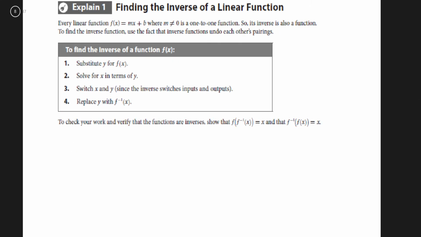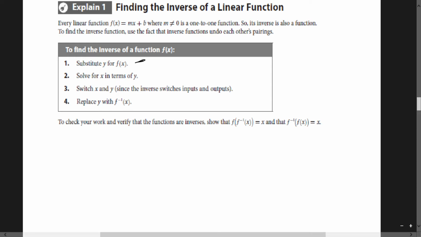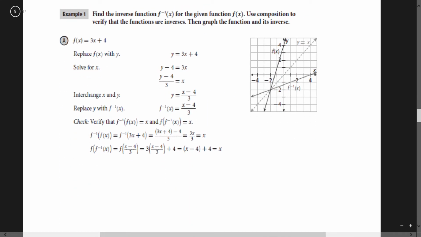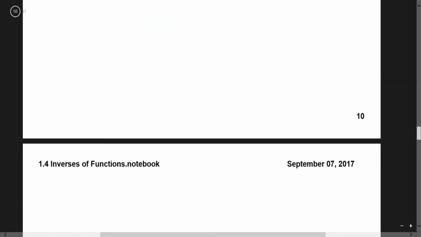So to find the inverse function, it's a really simple process. First thing you do, where they write f of x, you change it to y. Then you solve for x. Switch the x and the y, and replace y with f to the -1 of x. So, this is your function. First step, replace f of x with y. Now you solve for y, so you subtract 4, divide by 3. That gets you to here. You've solved for x. Now you switch the x and the y, and then rewrite it as f to the -1 of x. It's the same process every time.